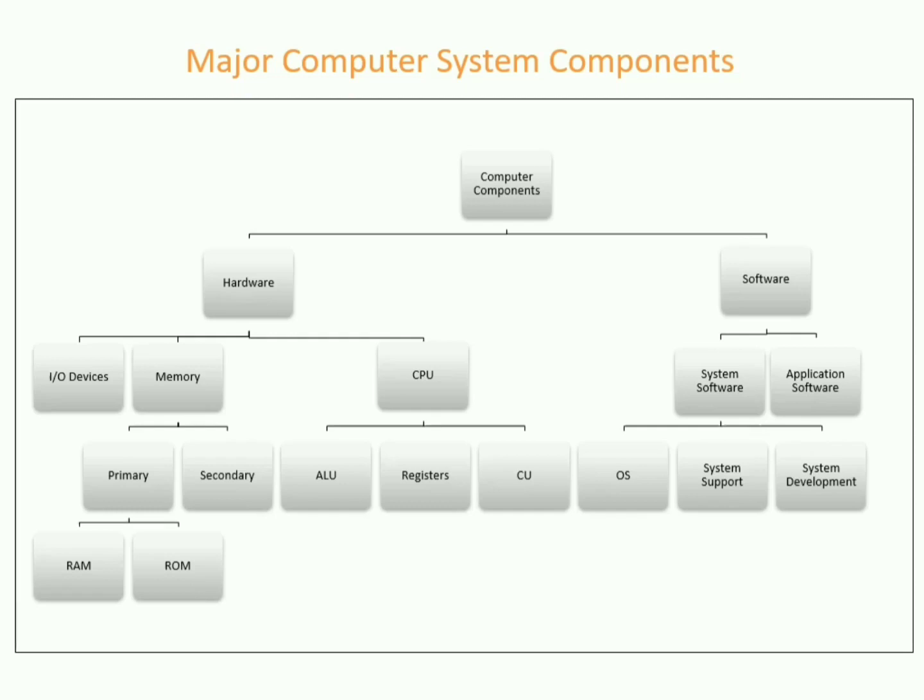The system software is the software that controls the performance of the hardware components. Under it fall three categories, namely the OS, the system support software, and the system development software. The OS stands for operating system. It provides the visible interface on which we run other types of software. It allows us to have access to the functionalities of the hardware components of our computers. Examples of OS are Windows, Linux, Mac OS, etc.